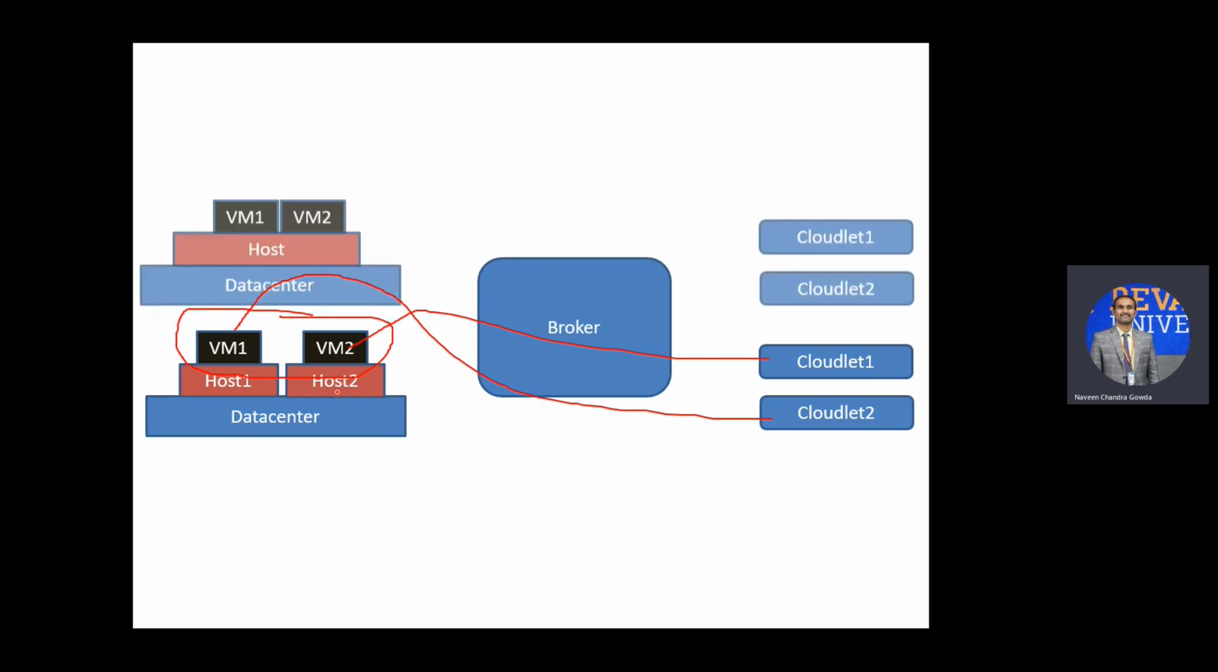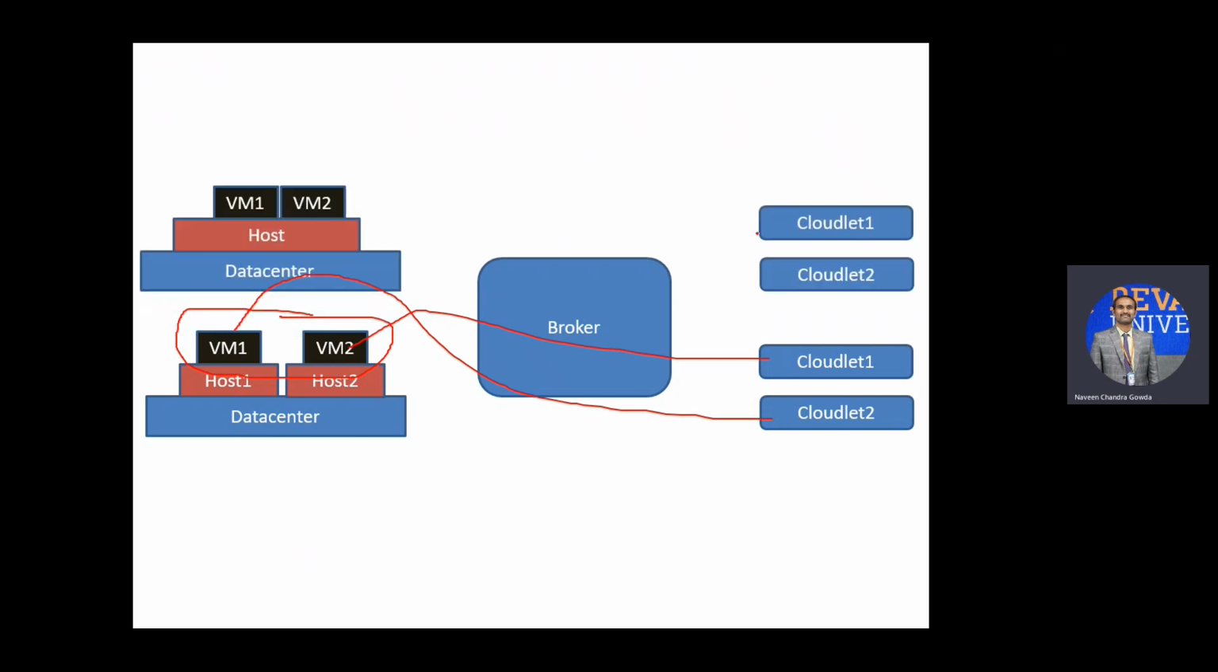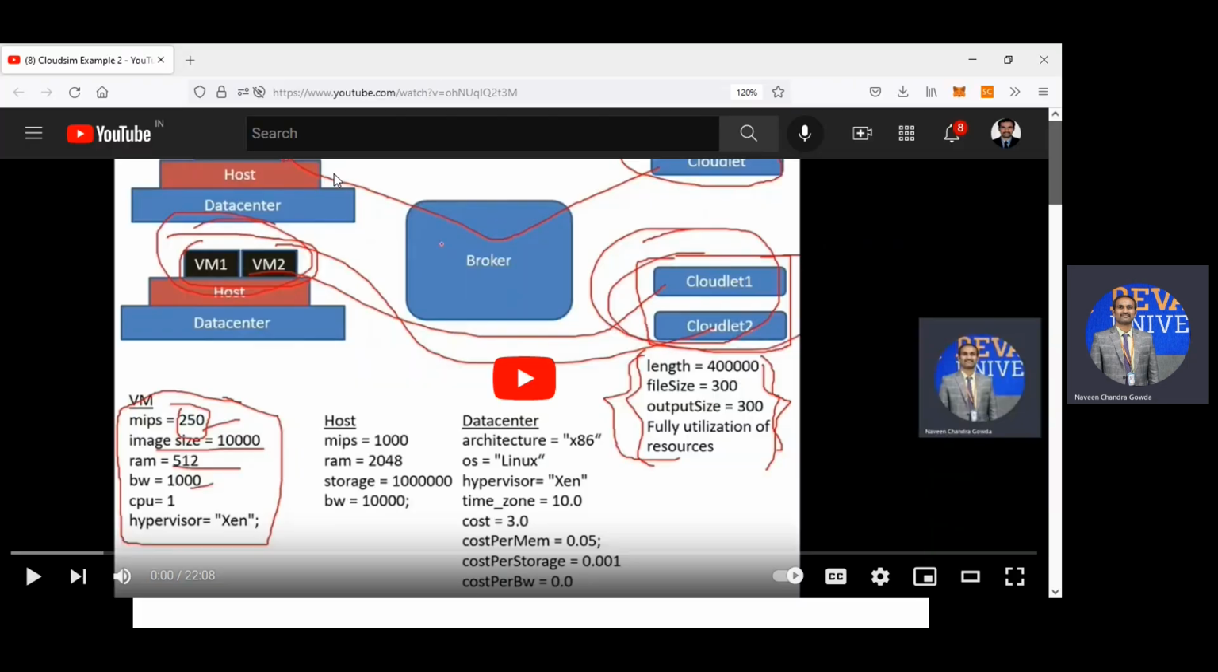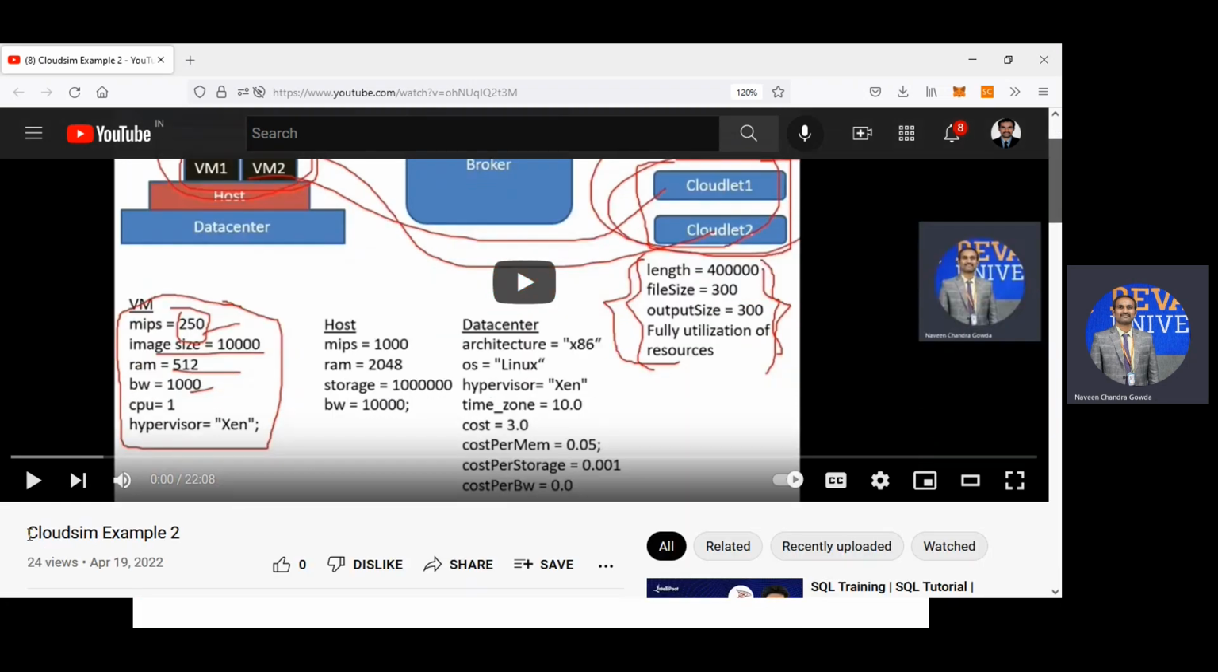So before we step in, this was a previous experiment, where for two cloudlets we had two VMs, but both the VMs were in the same host. So that was the previous experiment. For that previous experiment, we already have a video on YouTube, so you can see it, which is CloudSim example 2.